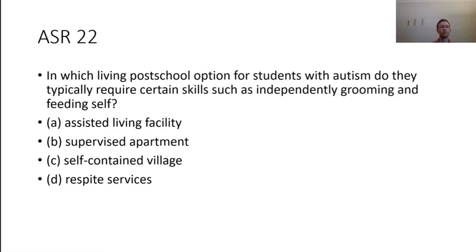ASR 22. In which living post-school option for students with autism do they typically require certain skills such as independently grooming and feeding self? Is it A, assisted living facility, B, supervised apartment, C, self-contained village, or D, respite services? A couple more seconds. All right, I'll close the poll, and the answer is A, assisted living facility.